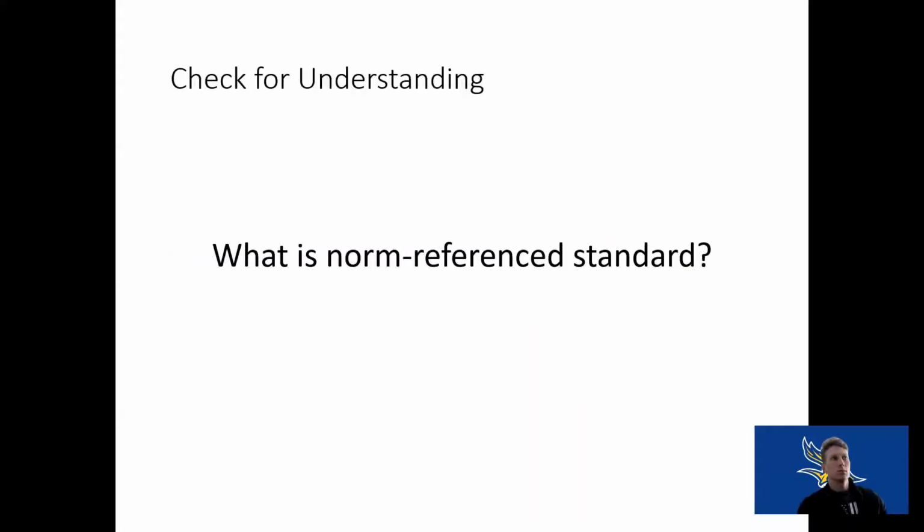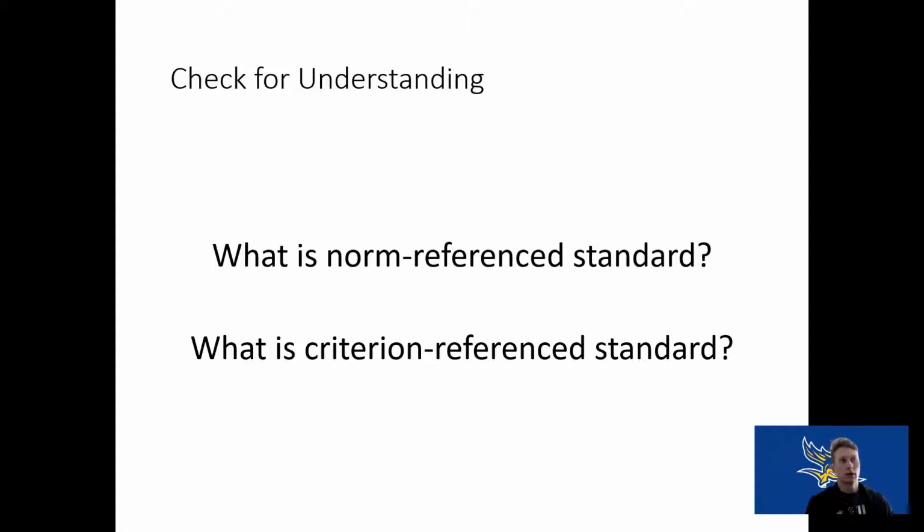Okay, remember when we look at norm reference standard, this is when we're comparing to a population or a group. So this is kind of within the population, within the group. What is normal? What is the average? What is consistent? What is the variability? What is the validity there?